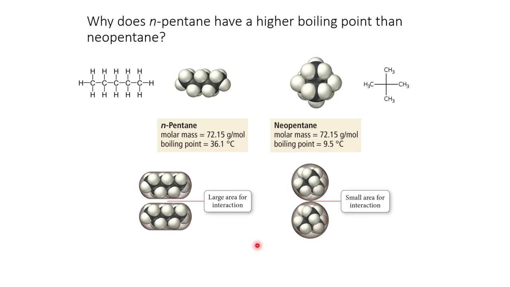So this is like comparing our fingertips to a gecko's toe. Our fingertip has much less contact area between it and the table if you were to put your hand on the table. The gecko has much more contact, so it has a large area for interaction, and so that's why the gecko can climb a wall and you can't. It's the same concept for why n-pentane has a higher boiling point than neopentane.